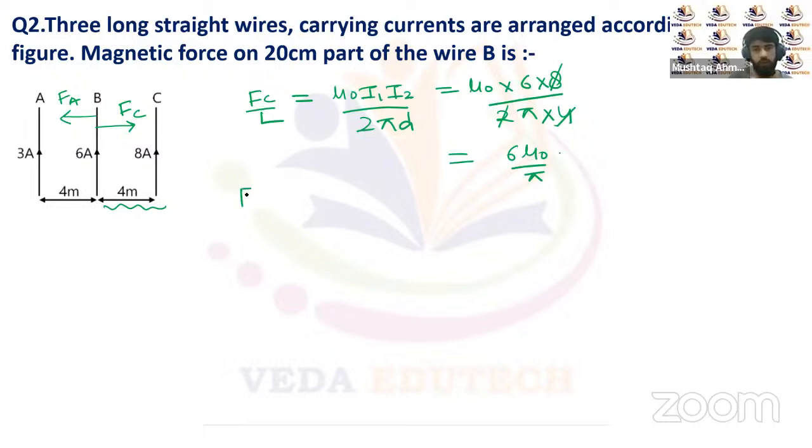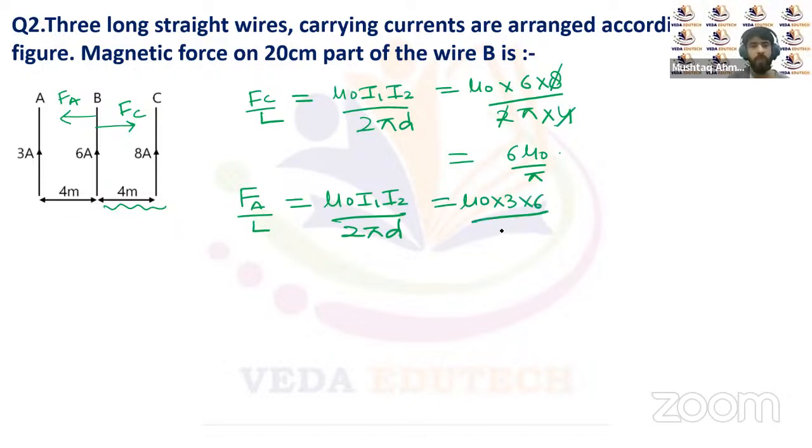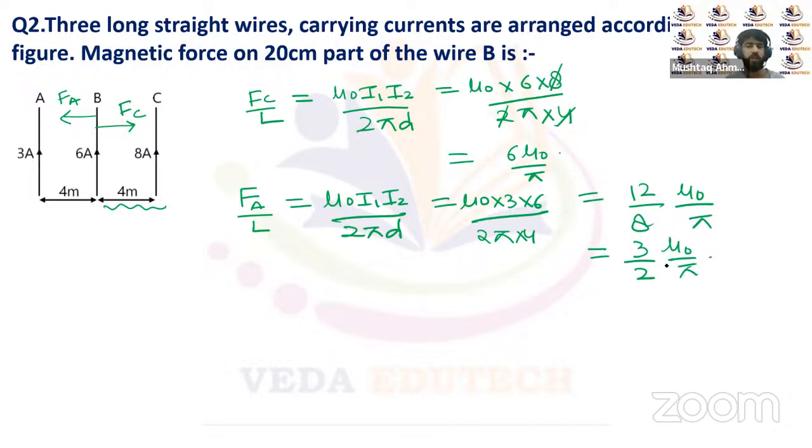Now similarly, we can calculate the attractive force on wire B because of wire A. Force per unit length will be mu naught I1 into I2 upon 2 pi times the separation between the two wires. The value of I1 here is 3 and I2 is 6, upon 2 pi d. So d here is once again 4. So it will be 12 upon 8 multiplied by mu naught upon pi. So we can write it as 3 upon 2 mu naught upon pi. This will be the attractive force per unit length because of wire A.